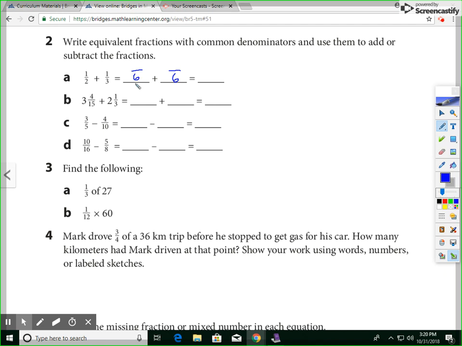1/2 times 3 and times 3. So we know that 3 out of 6 is the same as a half. And then how did the 3 become a 6? Times 2. 1 times 2 is a 2. Add it up, and we get 5/6.